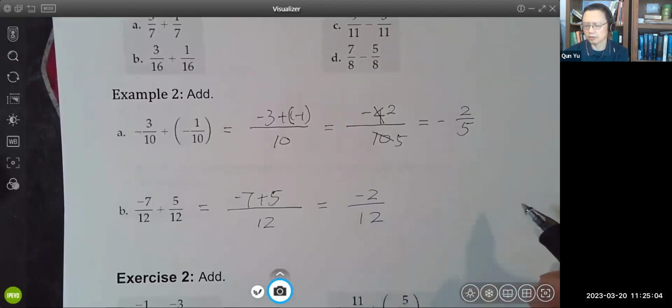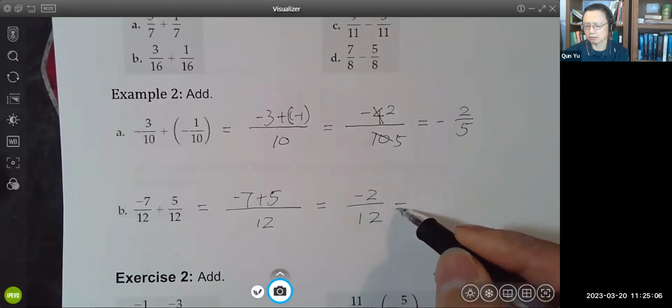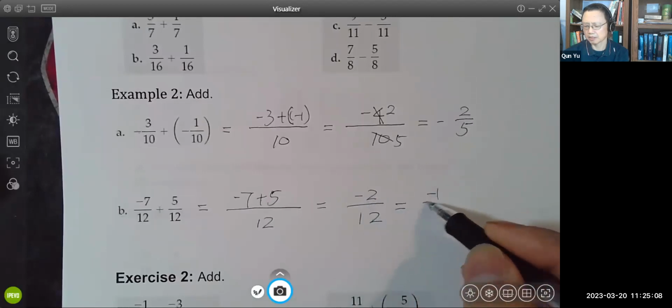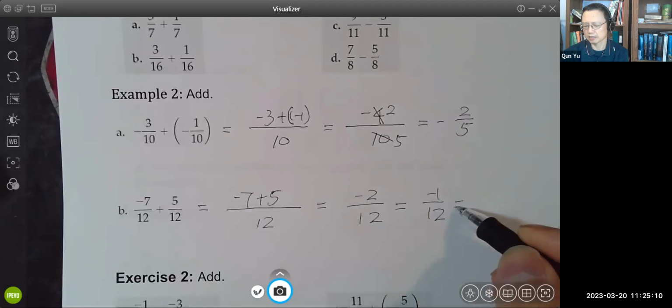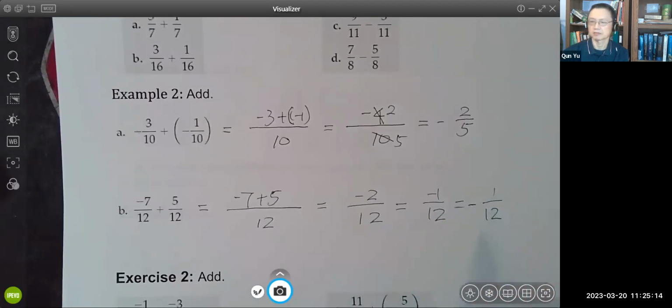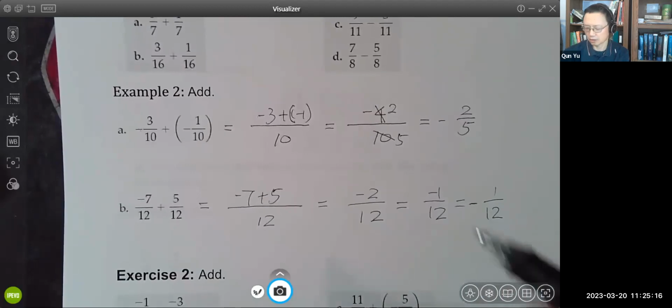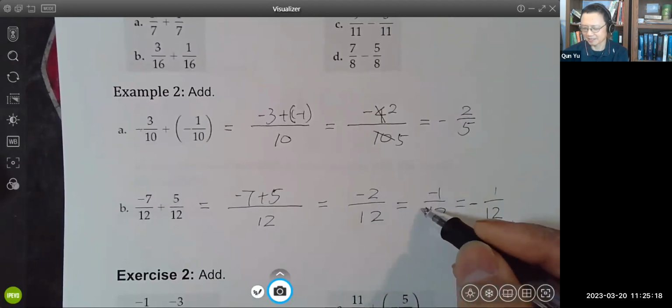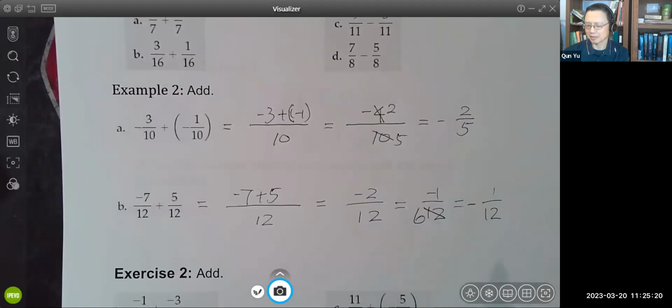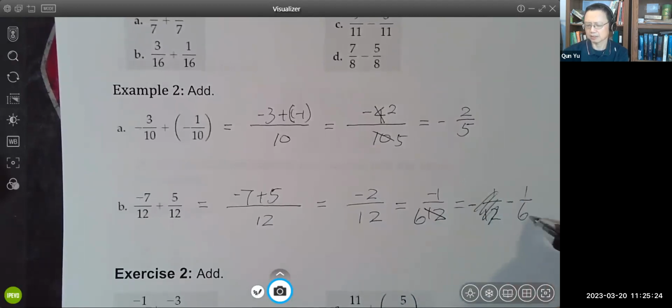So now we just divide by 2 on both sides to simplify it. So -1/12. You can write this negative sign in the front. 1/12. So -1/12. Oh, sorry about that. Apparently, this is a silly mistake. So -1/6. And that's our final answer.